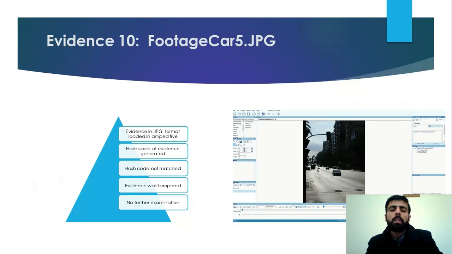Next one is evidence number 10, footage car 5. The evidence in JPEG format was loaded in M5 and the hash code of the evidence was generated. The generated hash code did not match the given hash code values. It was found that the evidence was tampered, therefore no further examination was done on it. Then I move to the next evidence.